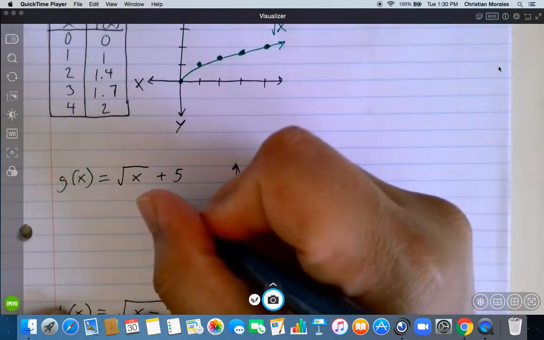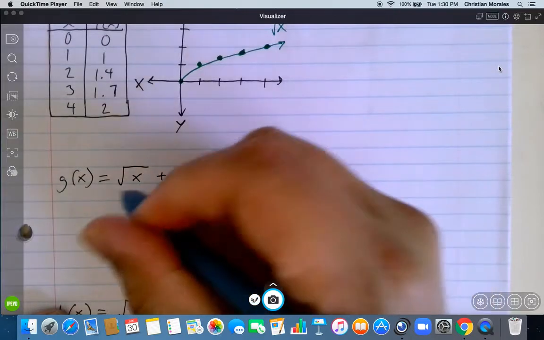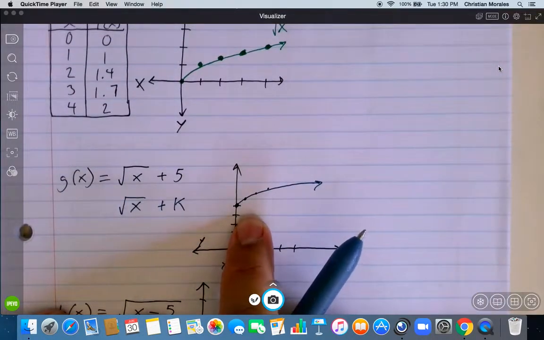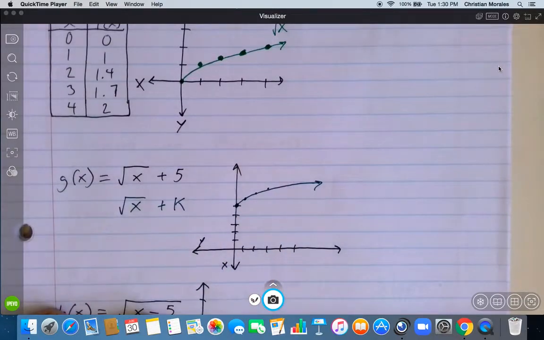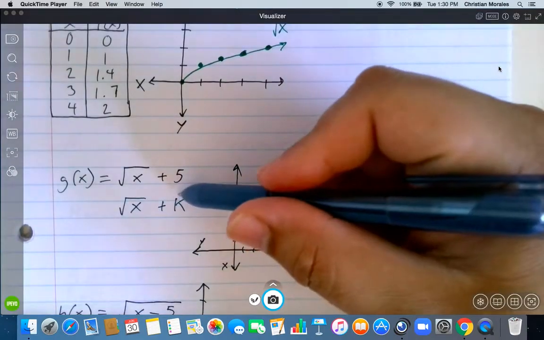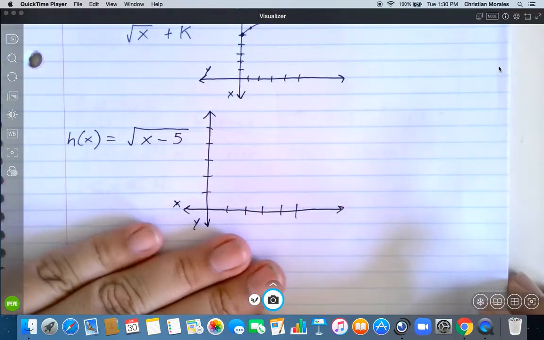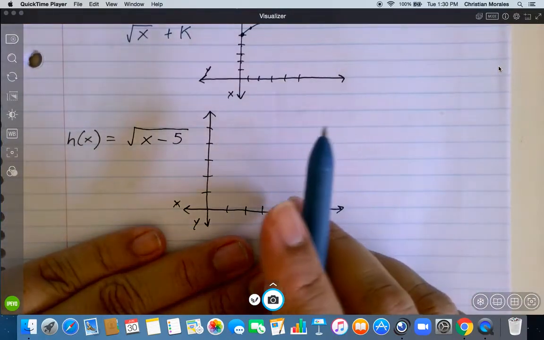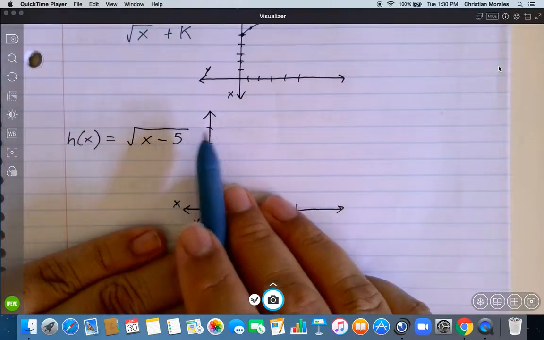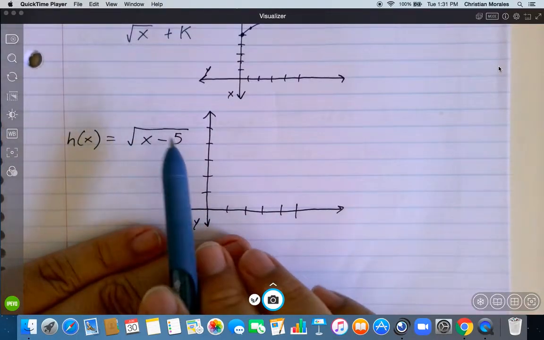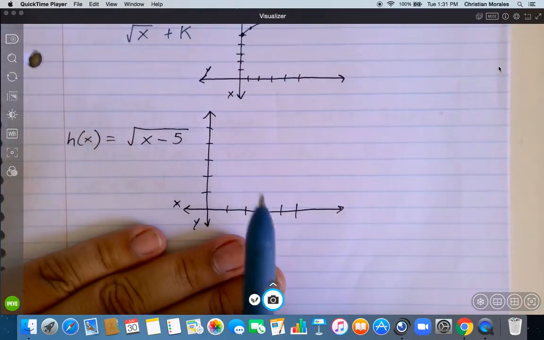So in the past, we called this k. So this will tell you to move that starting point up. Now that's on the outside. What if you put a number on the inside? Well, if you put a number on the inside, like right here, minus 5. What happens to all the numbers when you plug it in, before you take the square root, you have to subtract 5.